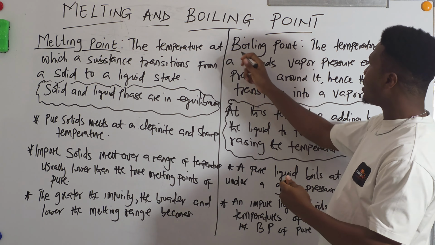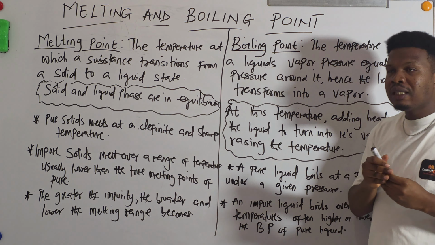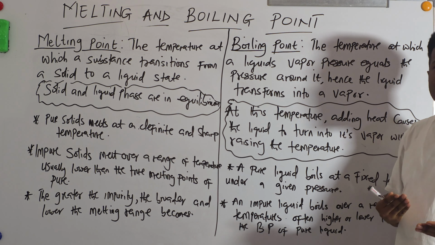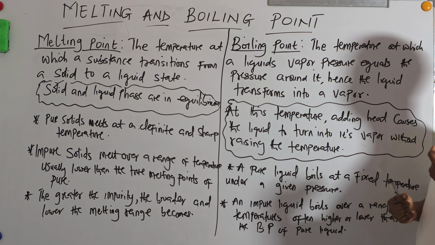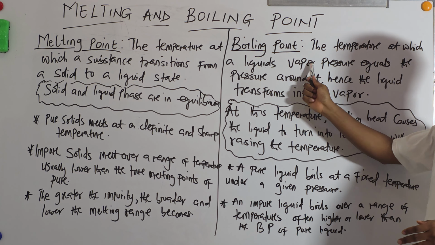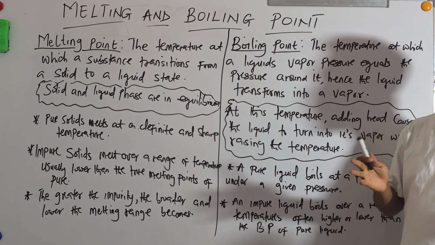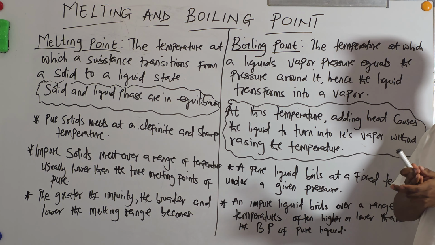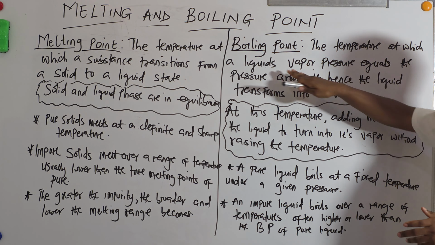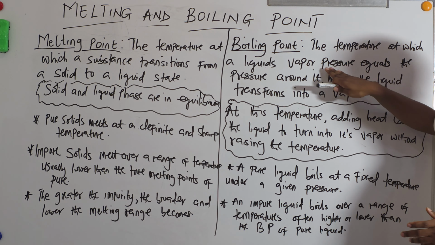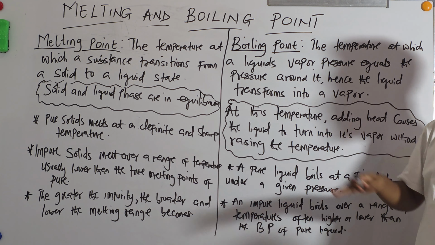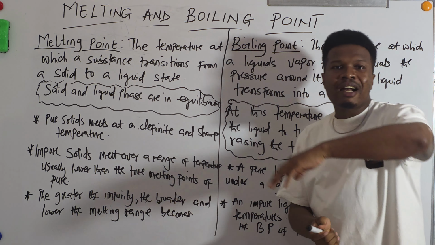Now, most students might not be able to differentiate between melting and boiling point. So now let's talk about boiling point, so I can help you understand the difference between these two. What is the boiling point of a material, or what can be defined as boiling point? Now, the boiling point of a substance is the temperature at which the liquid vapor pressure equals the atmospheric pressure, or the pressure within the environment. Okay, I repeat. The boiling point of a substance is the temperature at which the liquid vapor pressure equals the pressure around it, or you can say atmospheric pressure. Because what is around us is atmospheric pressure.